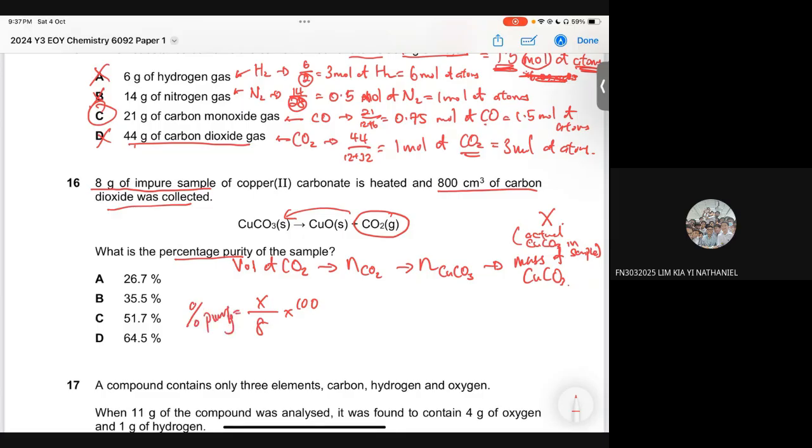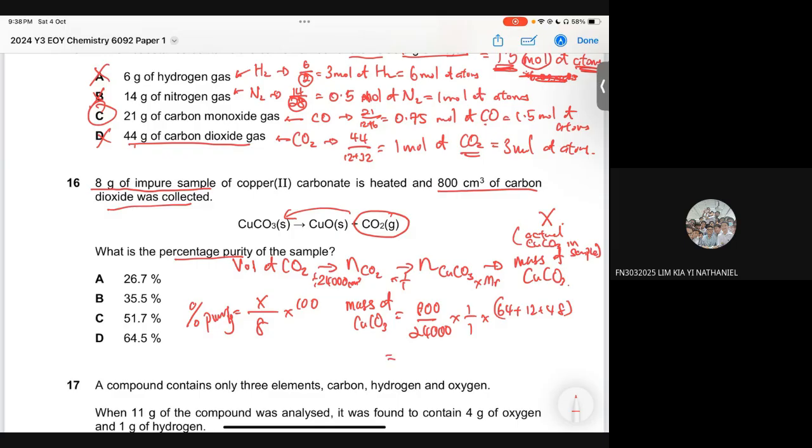Then I can get my percentage purity. Okay, so let's do the working here. So in terms of volume of gas, I want to find the mass. So I'm just going to do a shortcut, mass of CuCO3. So I'm going to take 800 divided by 24,000 because volume to mole, I'm going to divide by 24,000 cm cubed. Mole to mole, I use mole ratio, which is times 1/1. So I'm going to times 1/1 here. Then mole to mass, I'm going to times the Mr, which will actually be 64 plus 12 plus 48.